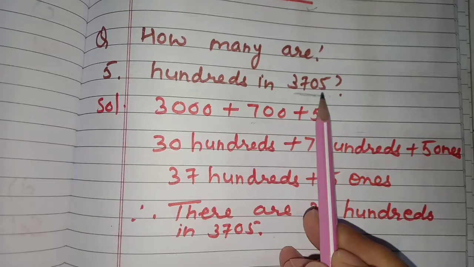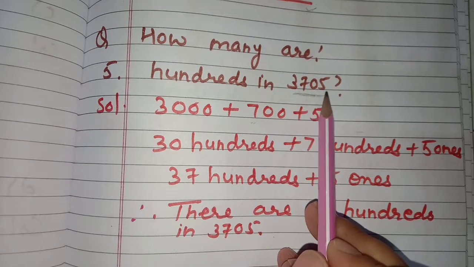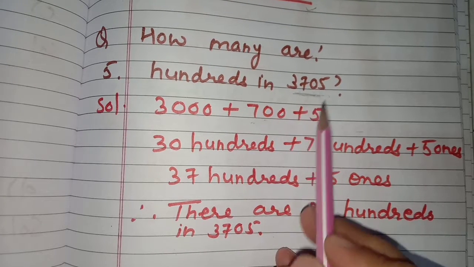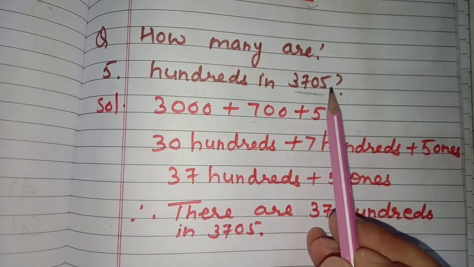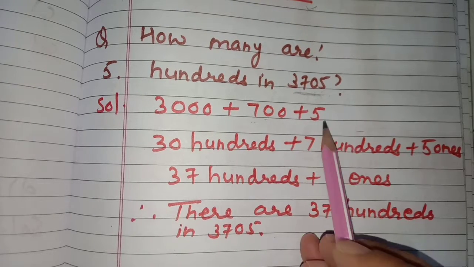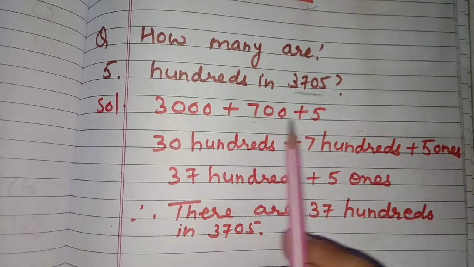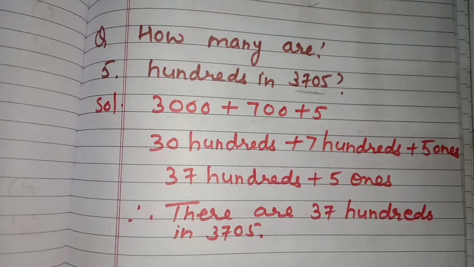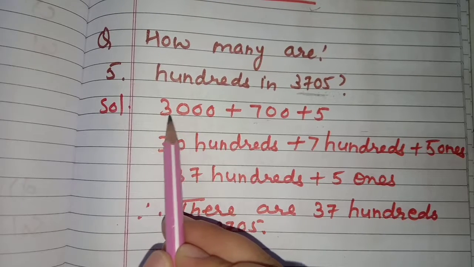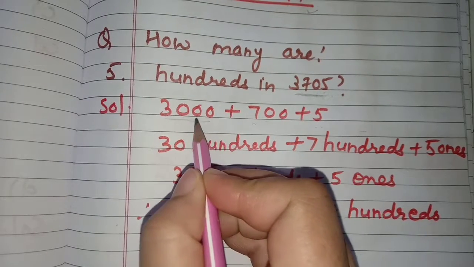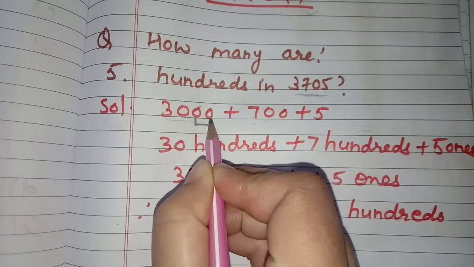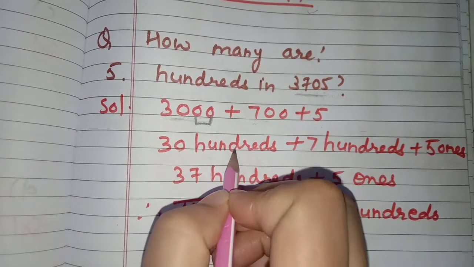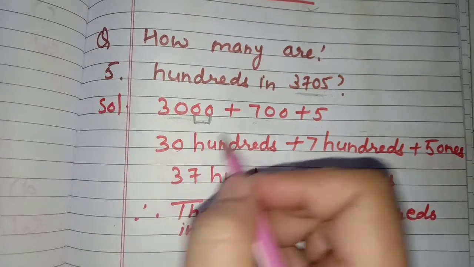Next, write the place value of 7. So you have to write 7 and then put 2 zeros because there are 2 digits on its right side. So this is 700. Then you have to skip 0 because its place value is obviously 0. Then write the last one which is at 1's place. So its place value is 5. So this is the expanded form of the number 3705. Now we'll see how many hundreds are there in 3000. So please separate the last two zeros for 100. Now what is remaining? 30. So there are 30 hundreds in 3000.